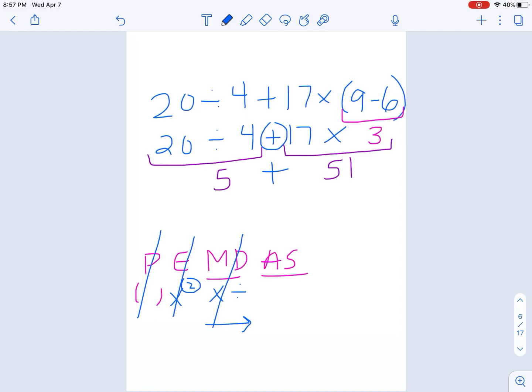Okay, last is my Aunt Sally, which is addition and subtraction. So all I have is addition left. I'm going to add those numbers together, 5 plus 51, or I can think about it as 51 plus 5, and that is 56.